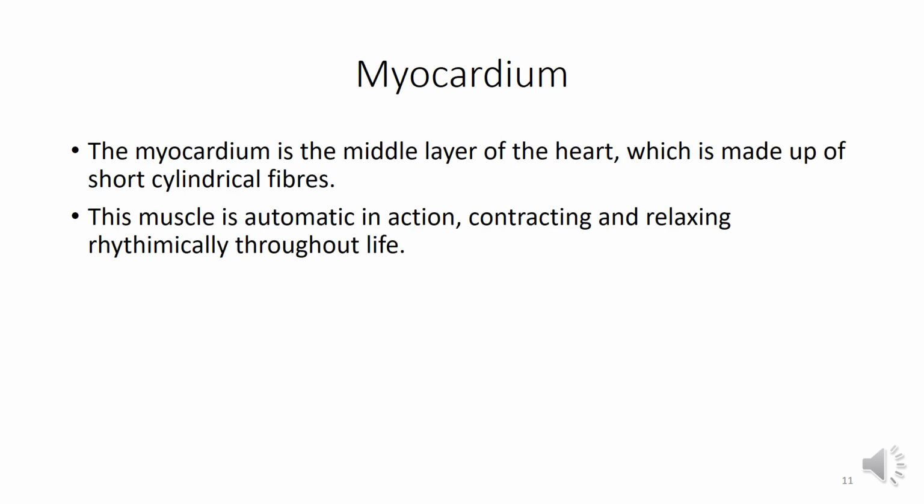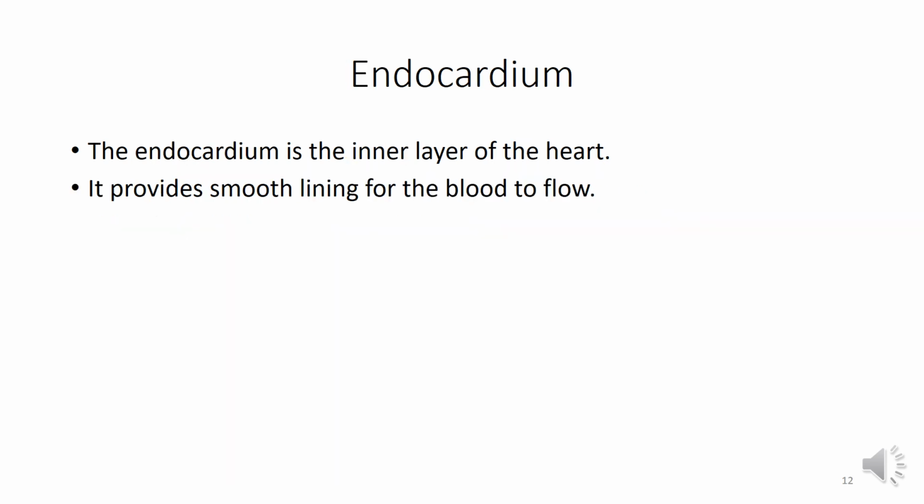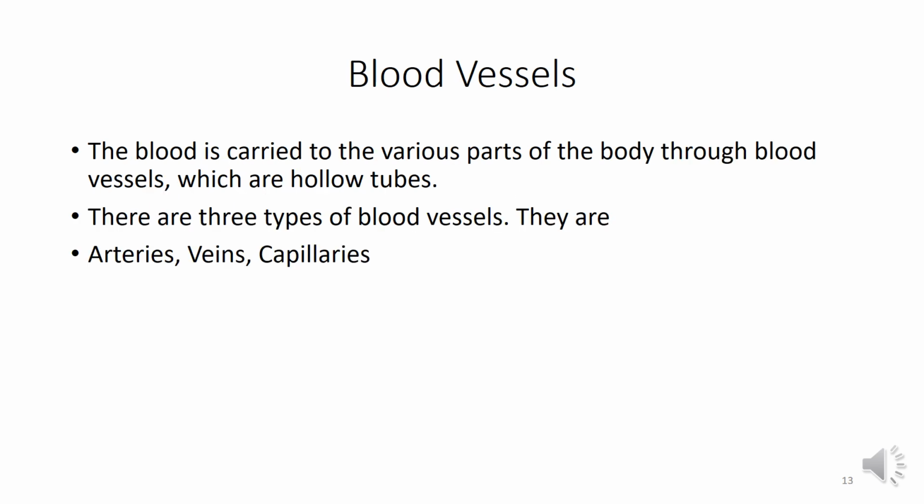Myocardium. The myocardium is the middle layer of the heart, which is made up of short cylindrical fibers. This muscle is automatic in action, contracting and relaxing rhythmically throughout life. Endocardium. The endocardium is the inner layer of the heart. It provides smooth lining for the blood to flow.